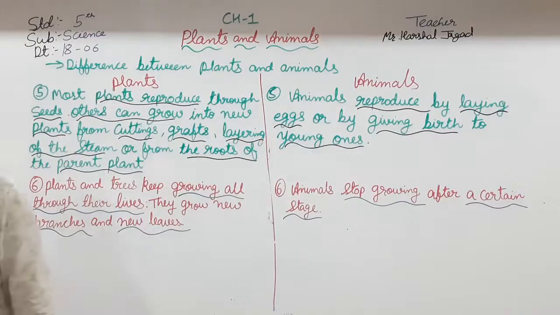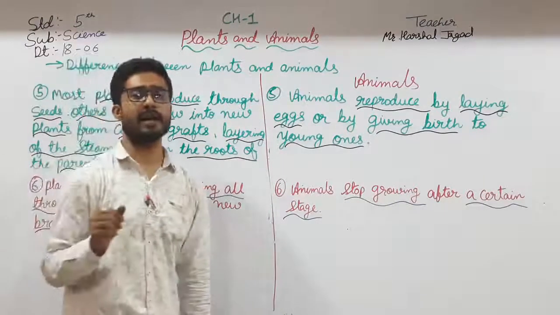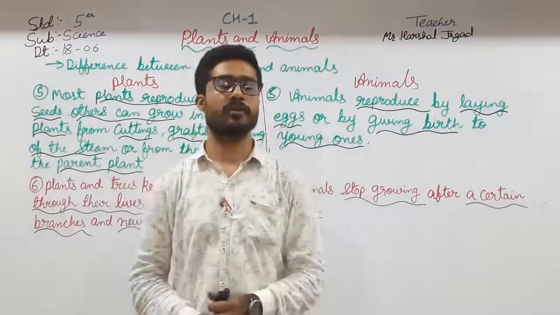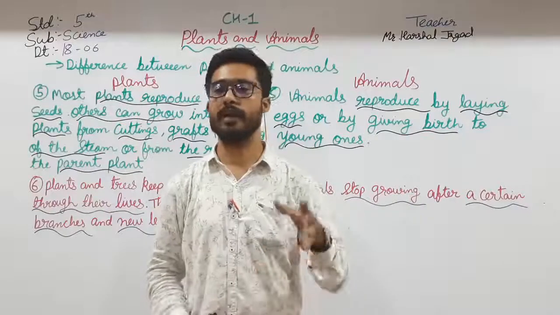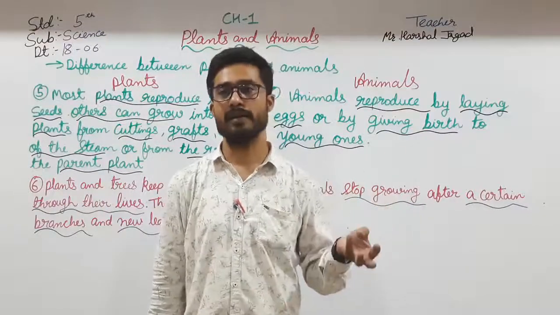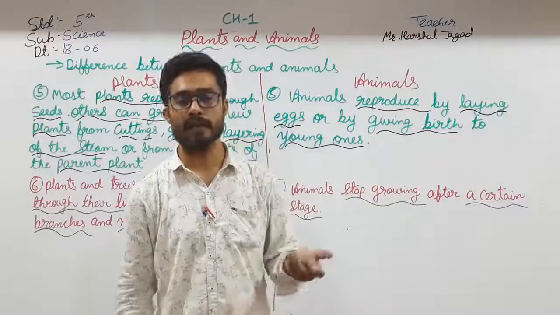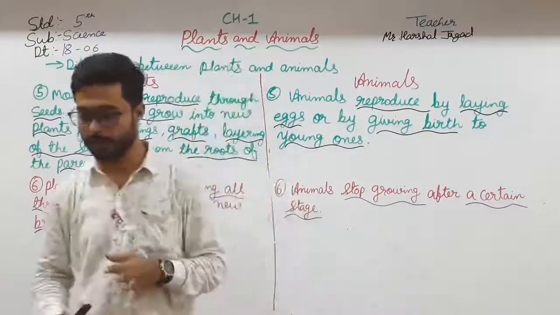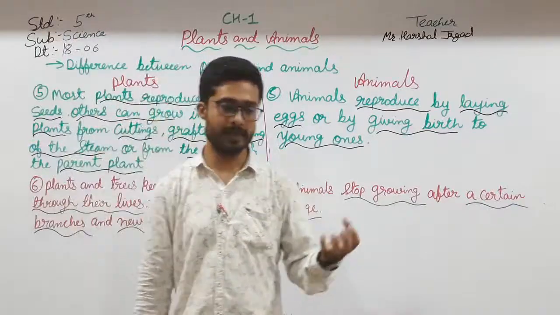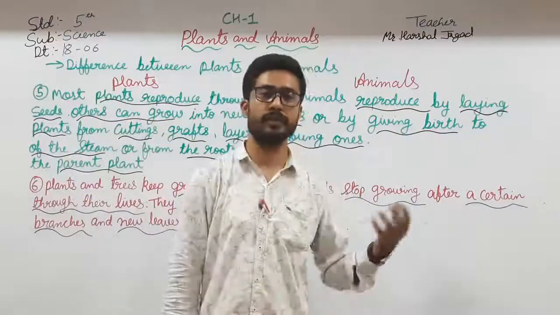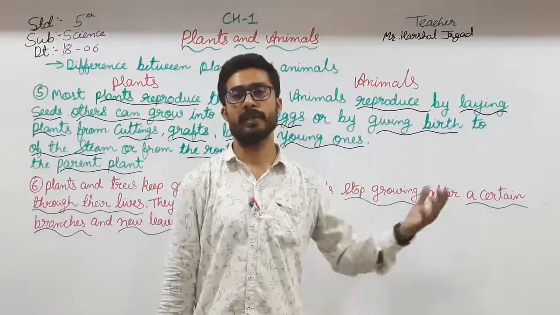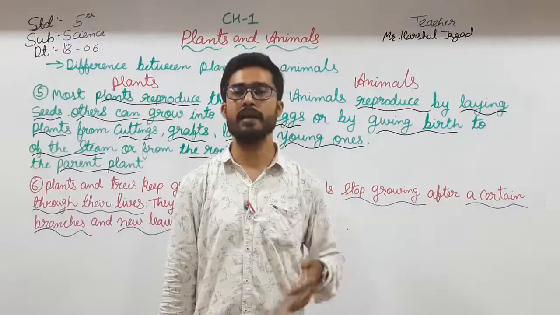How they prepare food. So the plants prepare their food on their own. Animals cannot prepare their food on their own, and they depend on other plants or eat other animals. And the third point was plants are fixed at one place. They can't move from one place to another place, but the animals have to move from place to place in search of food and shelter.